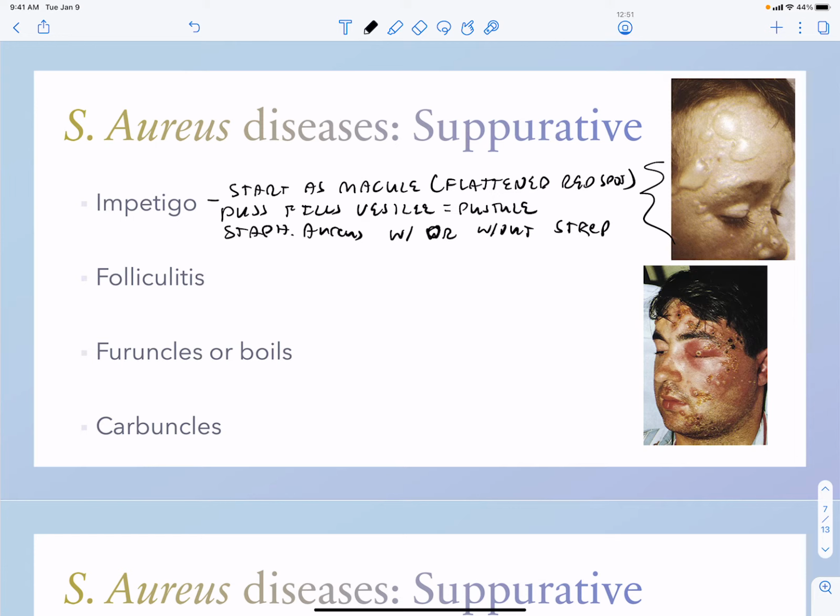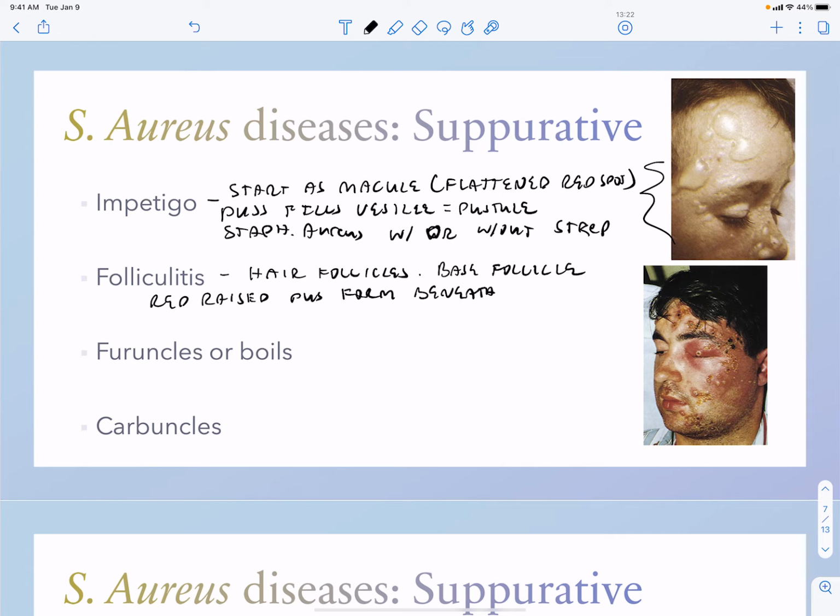Folliculitis is going to be a pyogenic infection of hair follicles. And the base of the follicle gets red and raised, and there's actually pus just beneath the epidermal layer. And then if this is going to happen at the base of the eyelid, it's called a stye.